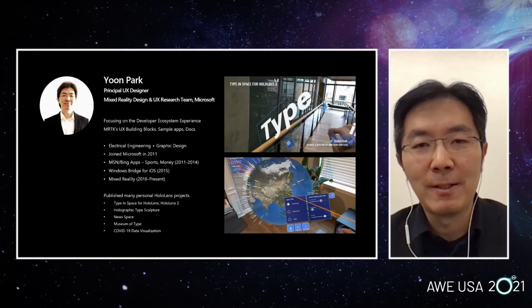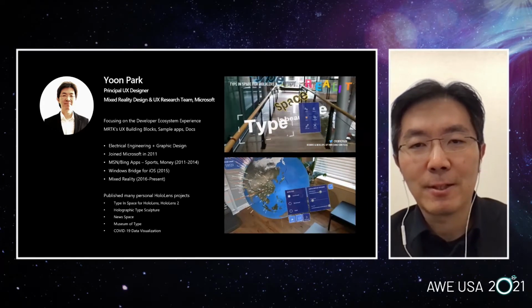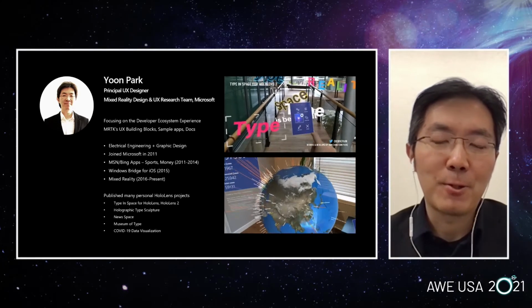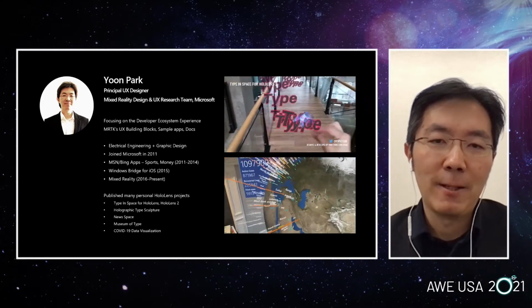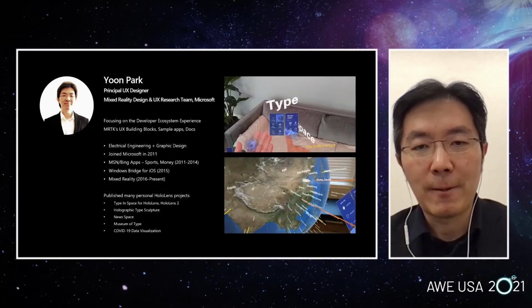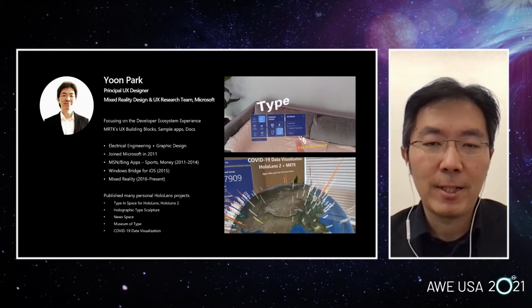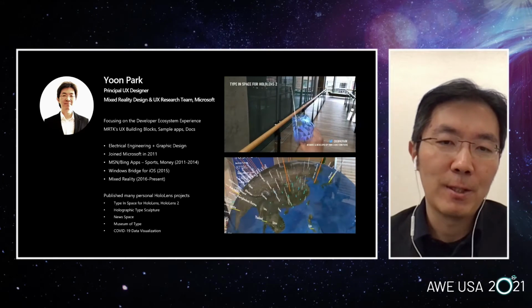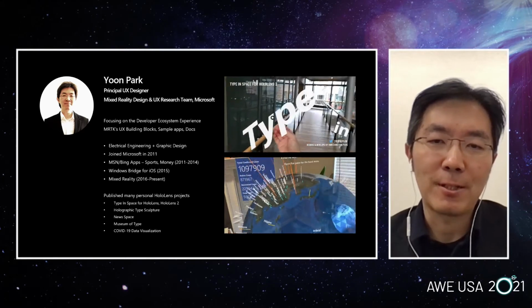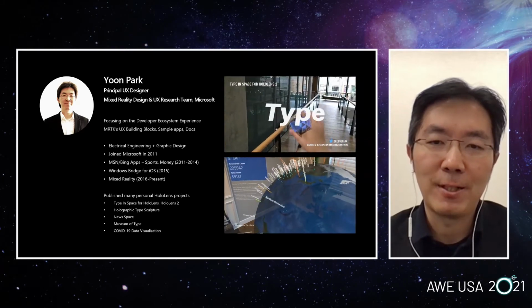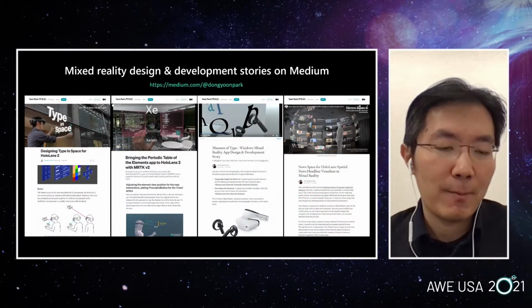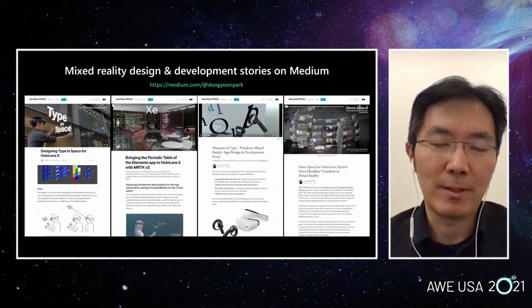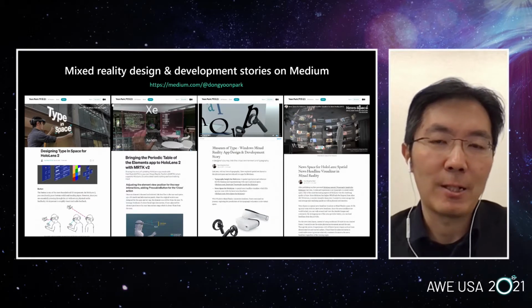Upper right is one of my personal projects called Type in Space, which allows you to play and experiment with type and the physical space. On the bottom right is something called COVID-19 data visualization for HoloLens 2, based on my personal interest in data visualization in volumetric space. I've been sharing my personal design stories and development stories on Medium, so you can check it out.